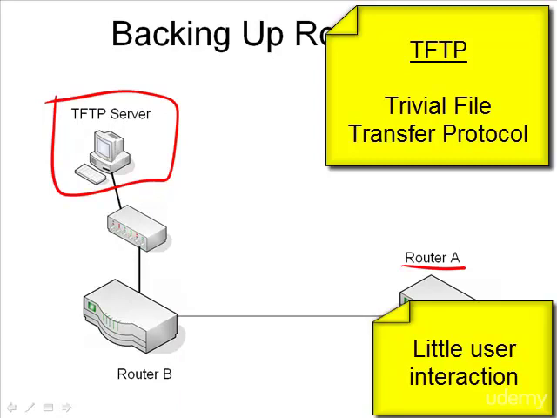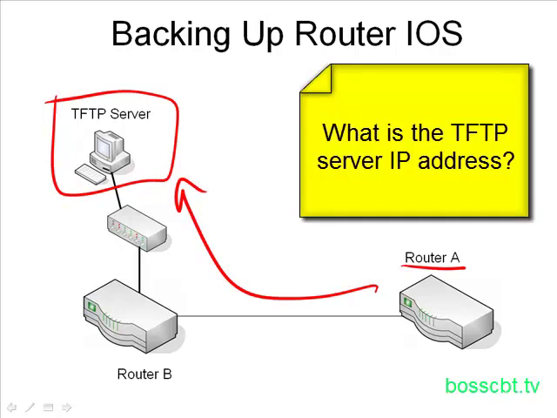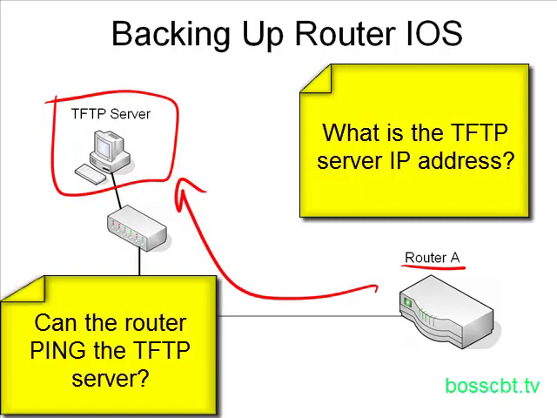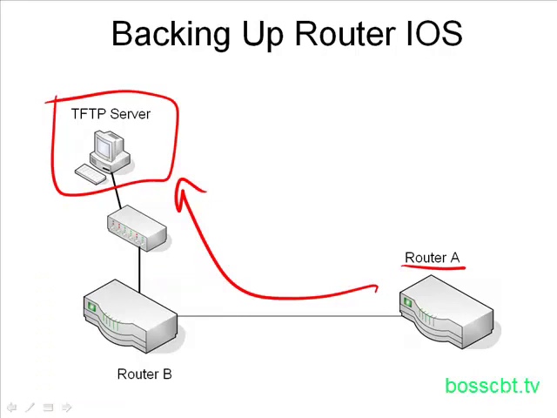So, quite simply, the backing up process means we're going to copy the iOS from router A over to the TFTP server. In order to do this, we need to know a couple things. We need to know the IP address of the TFTP server, and we need to know that the router can actually reach it, because remember, it's going to copy the file to the TFTP server. Now, we don't get into all the details of setting up a TFTP server. There are some free open source versions online you can go ahead and download. They're not too hard to set up. So with that said, why don't we go ahead and jump on router A and start to begin the backup process.